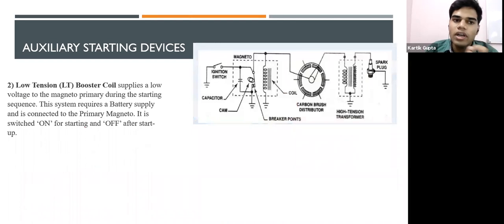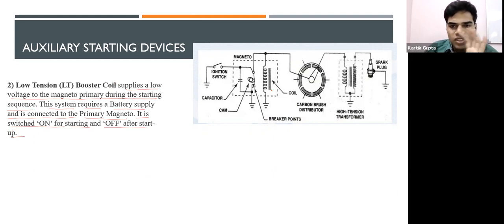Second is your low tension booster coil. This supplies a low voltage to the magneto primary during the starting sequence. This system requires a battery supply and is connected to the primary magneto. It is switched on for starting, off after starting. Same thing, on, off. Okay.